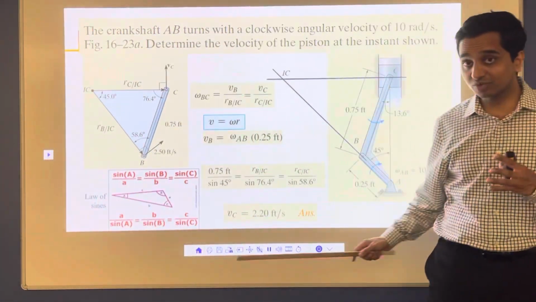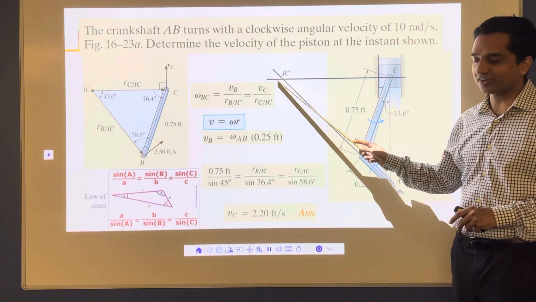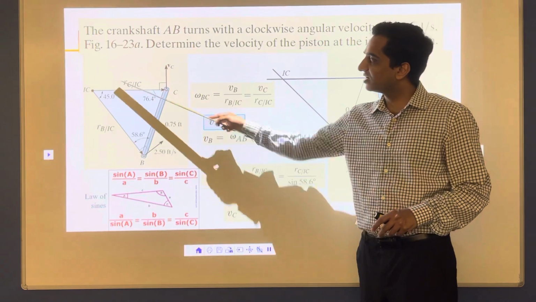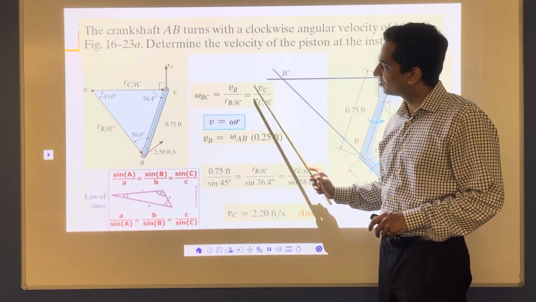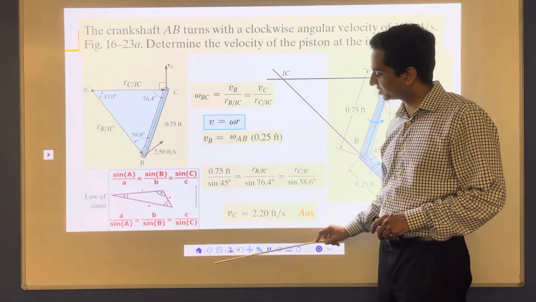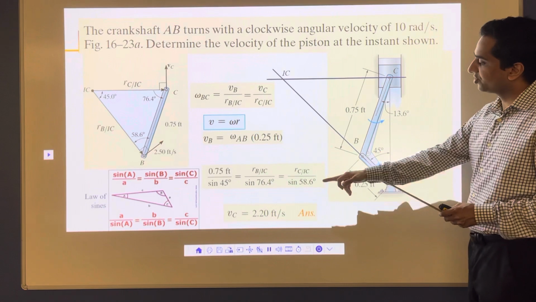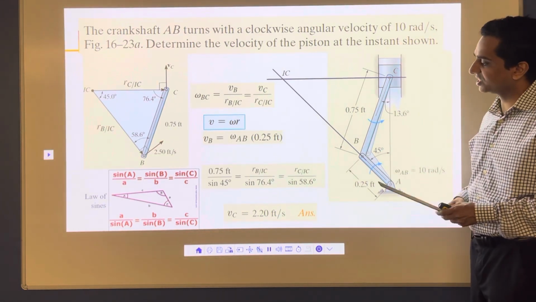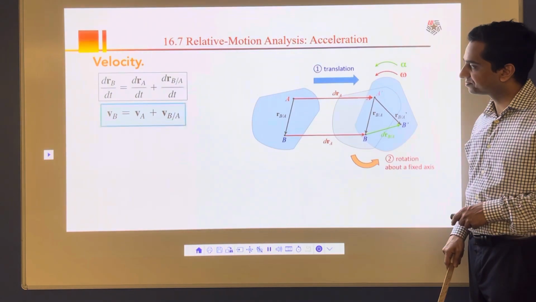That's your problem. This one is again a solved problem from the book. All you have to do is find the instantaneous center, get the angles, use this relationship. Once you have that, find out VC, and that's pretty much it. 2.2 feet per second means that as it is rotating here, this VC is going in upward direction with 2.2 feet per second. And you're done with the problem.